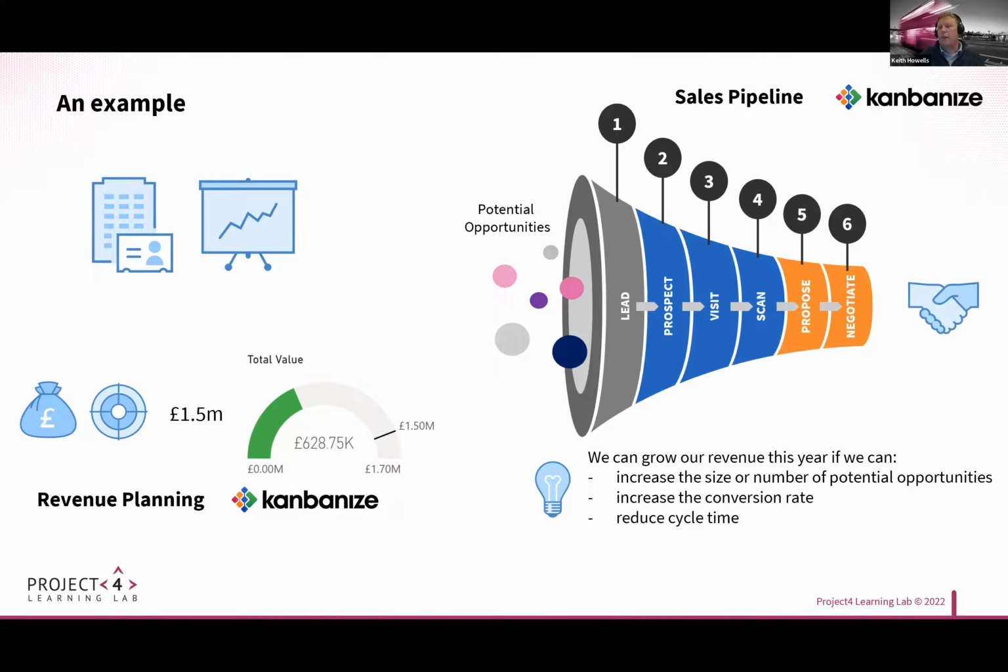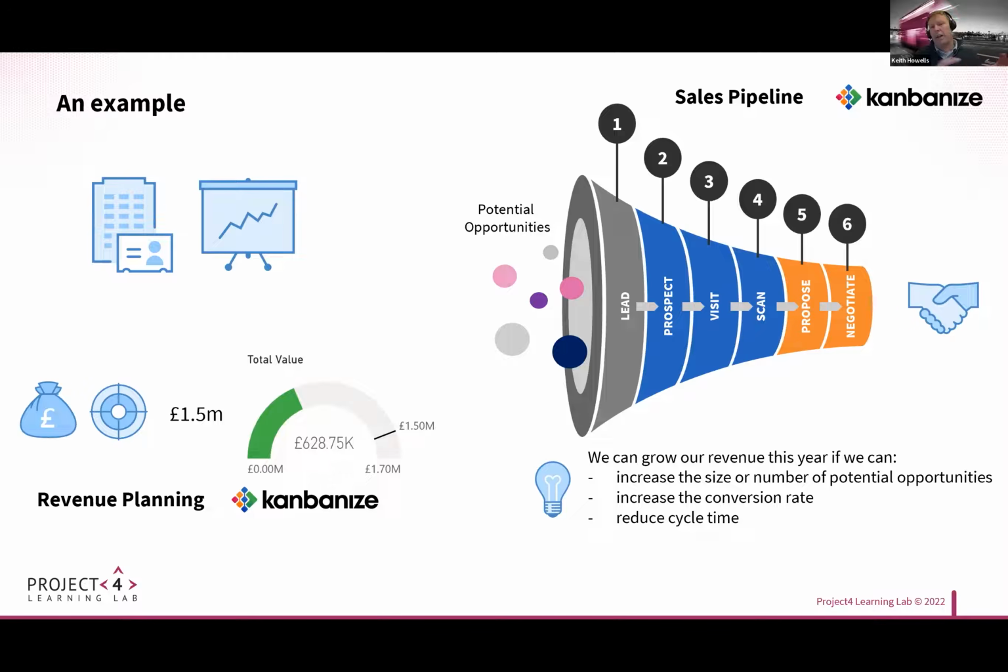And so they thought, okay, well, we'll look at our sales pipeline. We'll look at what's coming through our sales pipeline. And they had a 6-stage sales pipeline, again, that they were using in Kanbanize. And those 6 steps went from input into the pipeline, potential opportunities, into leads, into validated leads or prospects that then turned into visits, scanning the environment and the context of the customer, making a proposal, negotiating, and hopefully winning.